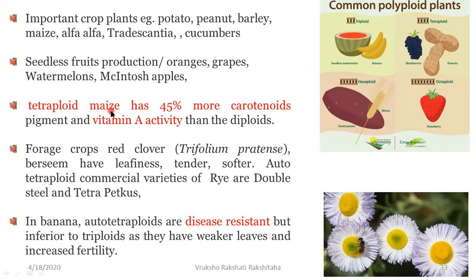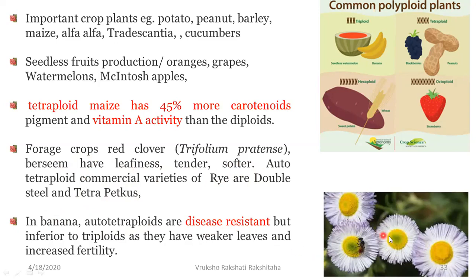Tetraploid maize has been found to have more carotenoid pigment, 45% more, and more vitamin A activity than the diploids. There are also fodder crops, that is, forage crops, for example red clover, Trifolium pratense, then berseem, which has high leafiness. The leaves are tender and softer. There are commercial varieties of rye by name double steel and tetra pedicus, which are very popular forage crops. In banana also, autotetraploids are found to be disease resistant.